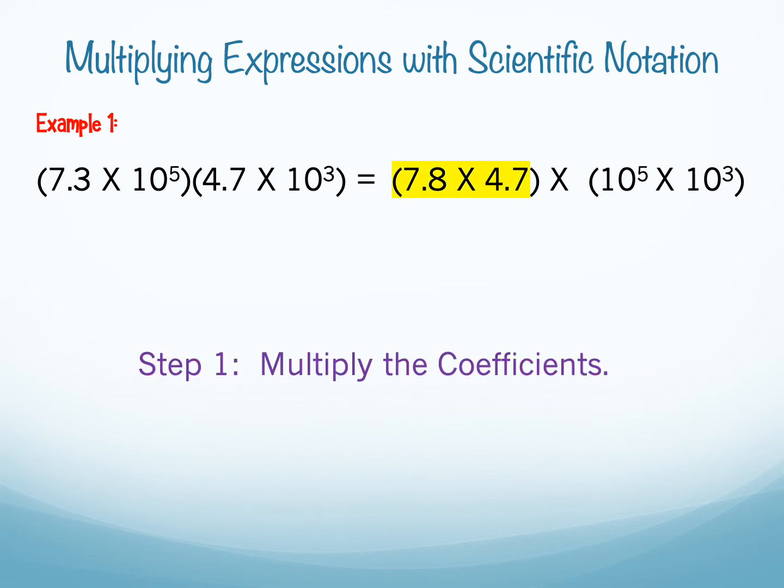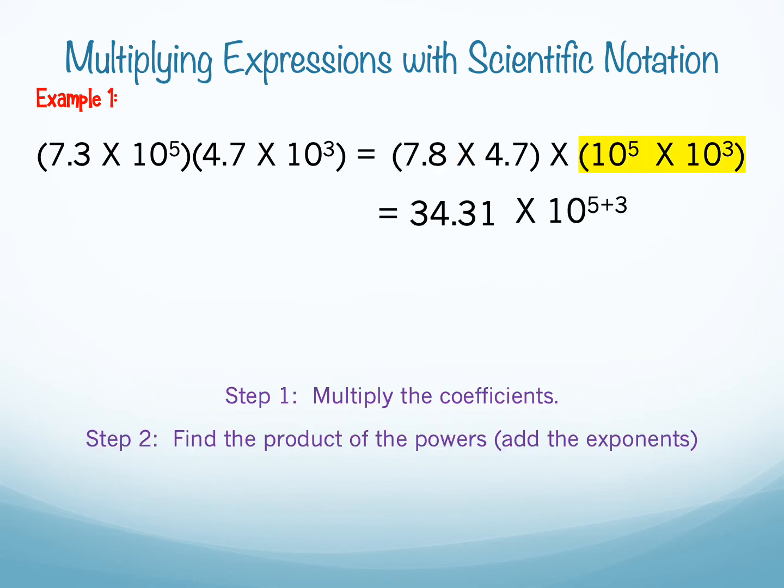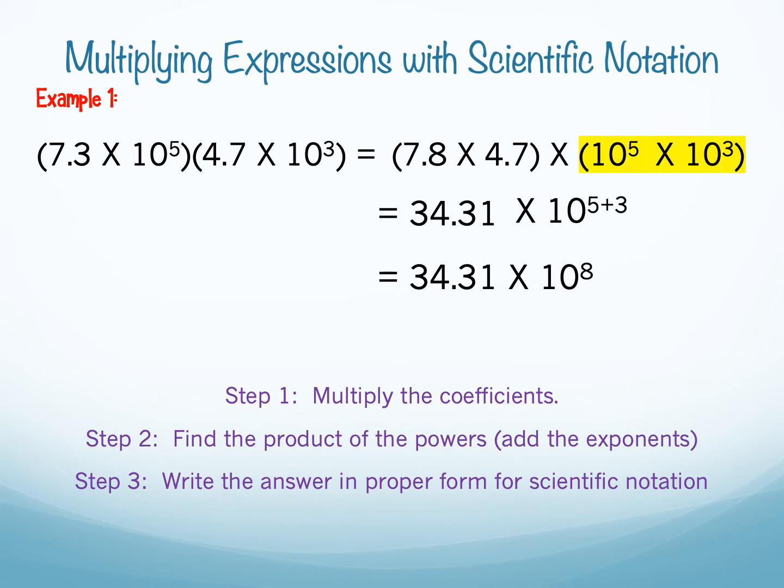We start by multiplying the coefficients and we get 34.31. Next we multiply the product of the powers and we get 10 to the 5th times 10 to the 3rd, or 10 to the 5 plus 3, 10 to the 8th.